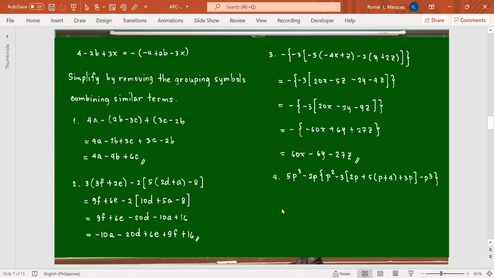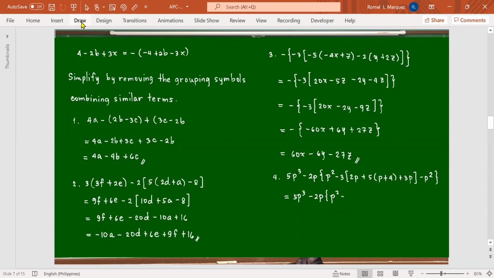Wait a minute. P squared lang yung dulo. Okay, let's start. 5p cubed is not affected, no? So 2p, stay for the meantime. Stay put. 2p, negative 2p. Will be back on you later. P squared minus.